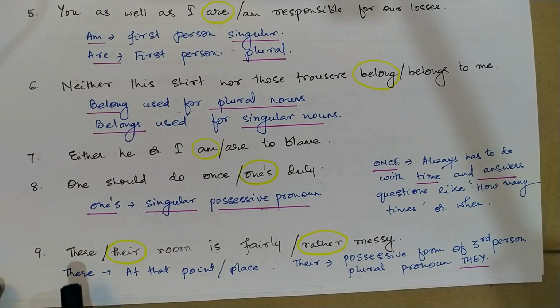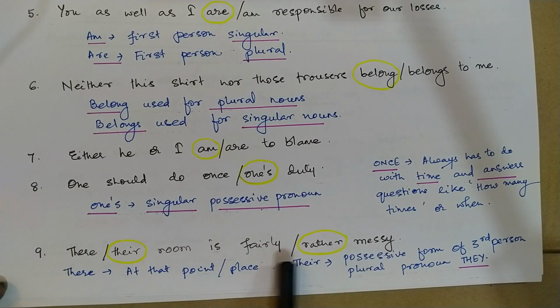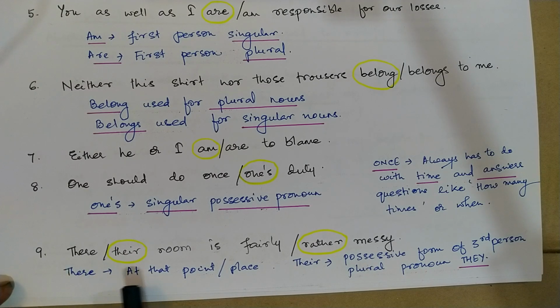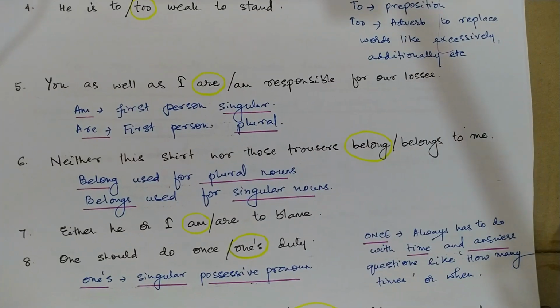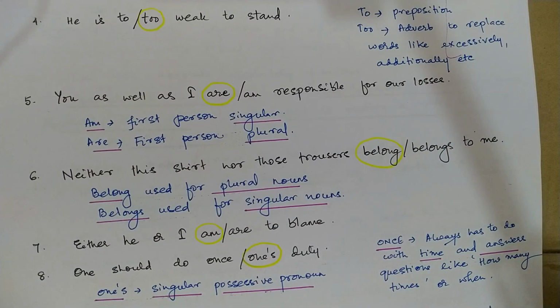Now number 9, their or there room is fairly or rather messy. Now let us understand where we use THERE and where we use THEIR. We use THERE to show at that point or at that place, but we use THEIR, which is the possessive form of third person plural pronoun they. So here it will be their room is.